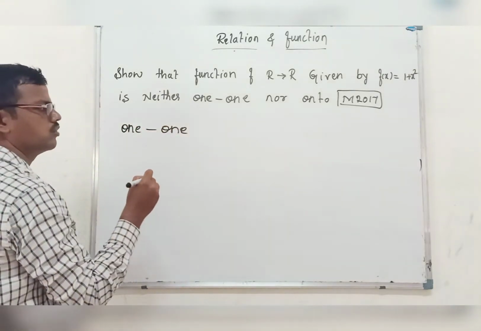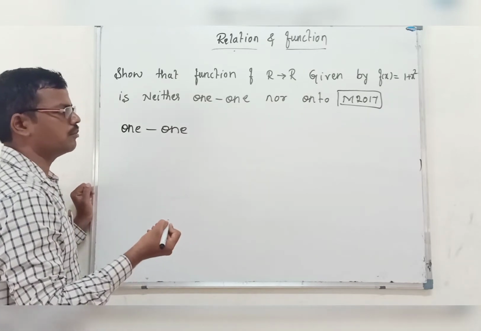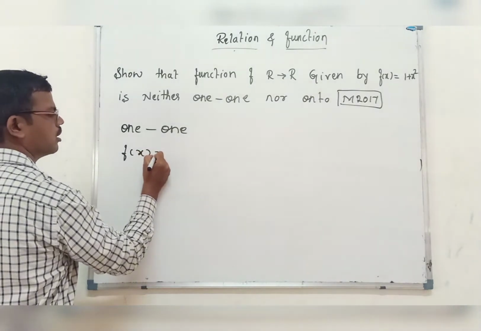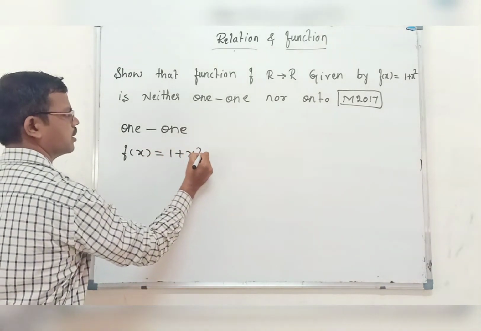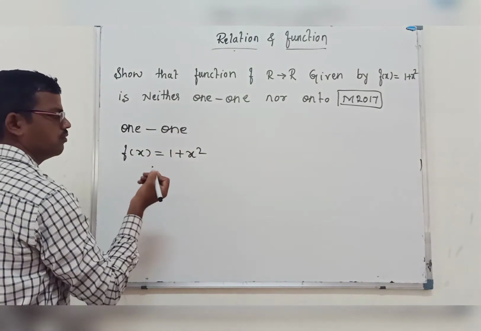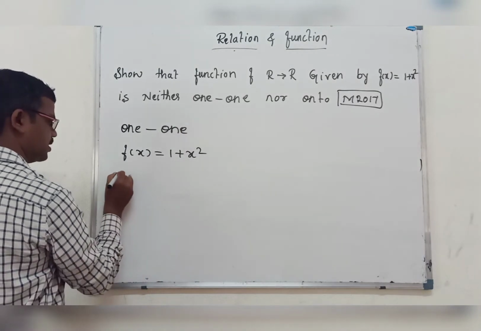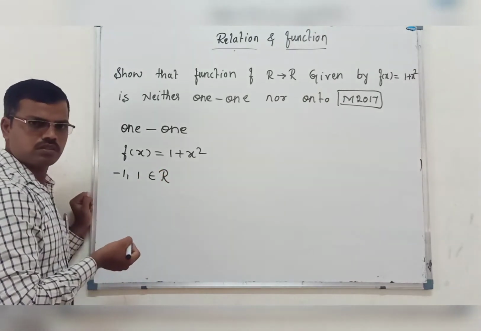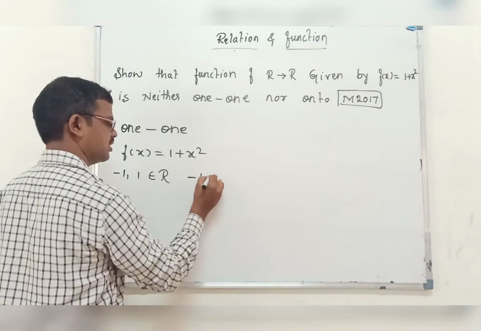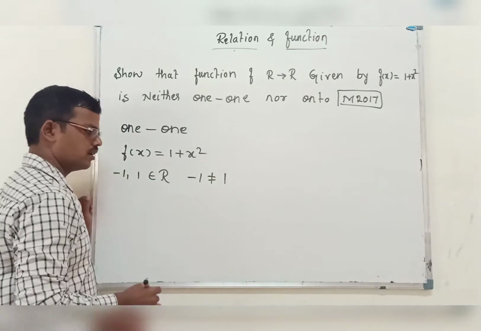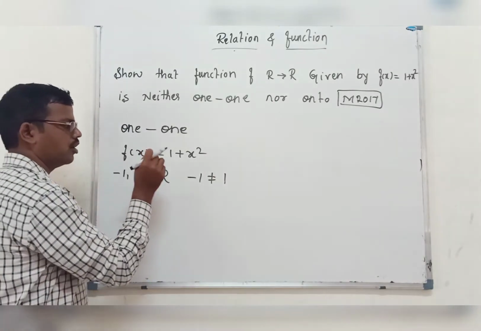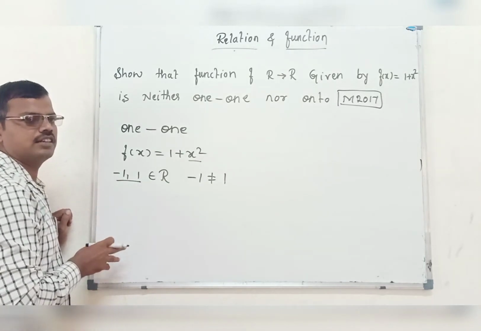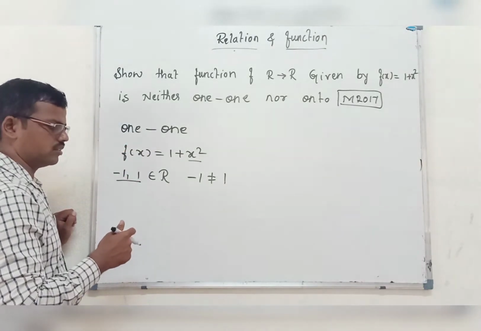One-one means for different elements we should have different images. So the given function is f(x) = 1 + x². Real numbers, we know that, so -1 and 1. Are they real numbers or not? They are real numbers. -1 is not equal to 1. So whenever we get a perfect square, at that time we have to take like this only, when we are discussing one-one.